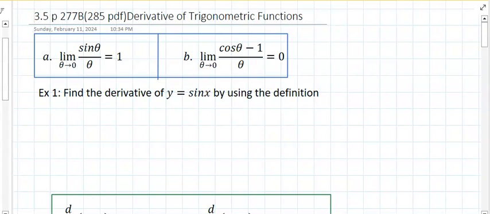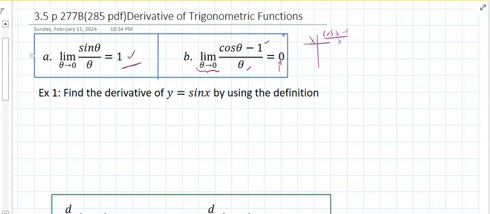Section 3.5 is on page 277, and it talks about derivatives of trig functions. This is something we established: the limit as theta or x approaches 0 of sine of x divided by x equals 1. Another limit that comes up every now and then is the limit as theta approaches 0 of the cosine of theta minus 1, divided by theta, and that's also 0. We could establish that by picking points if there's a need.